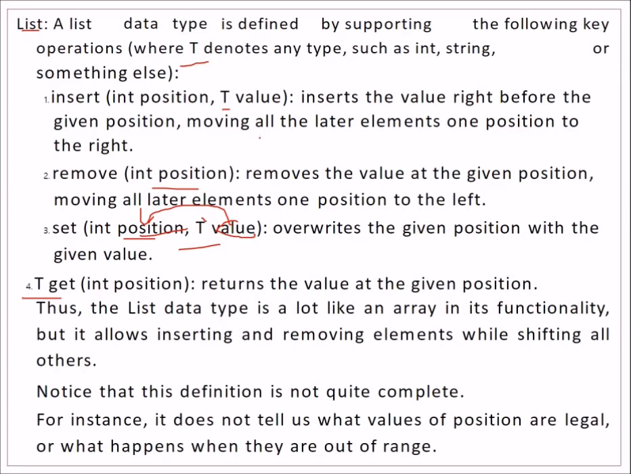The list data type is a lot like an array in its functionality. Those who are good at programming, mostly OOPS programming, might know what I am speaking about. But it also allows inserting and removing elements while shifting all others. Shifting is possible. But this definition does not tell us what values of position are legal or what happens when they are out of range. This is not being told.